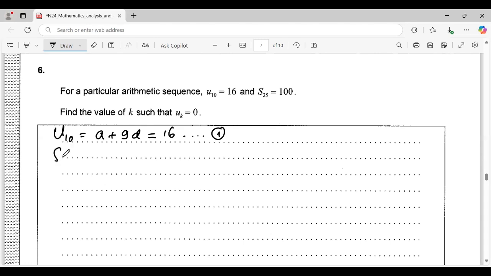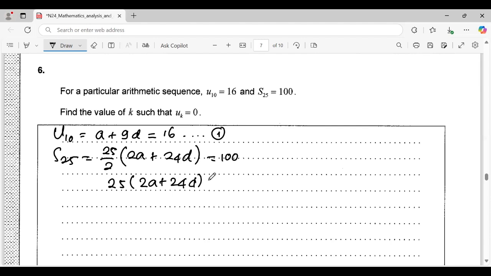And S25 equals 25 over 2 times 2a plus 24d, equals 100. So it is 25 times 2a plus 24d equals 200, because 2 multiplied by 100.